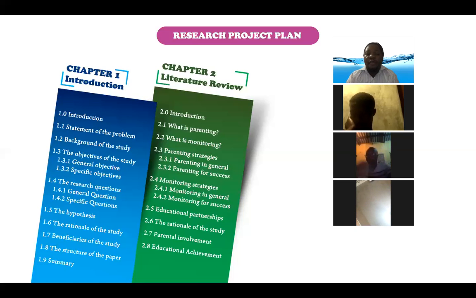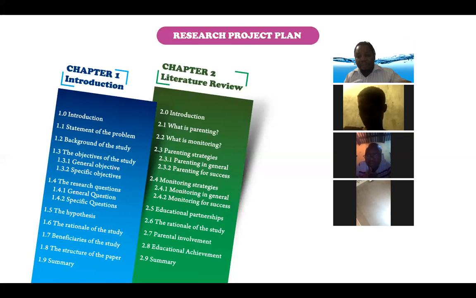Then we have 2.8, educational achievement. Maybe she's going to discuss what educational achievement is and how it can be attained. What needs to be done for children to succeed in school. Then after that, if she's happy with these sections, she can finish the chapter by summarizing what she discussed in the whole chapter and the conclusions she reached when she was discussing the literature.